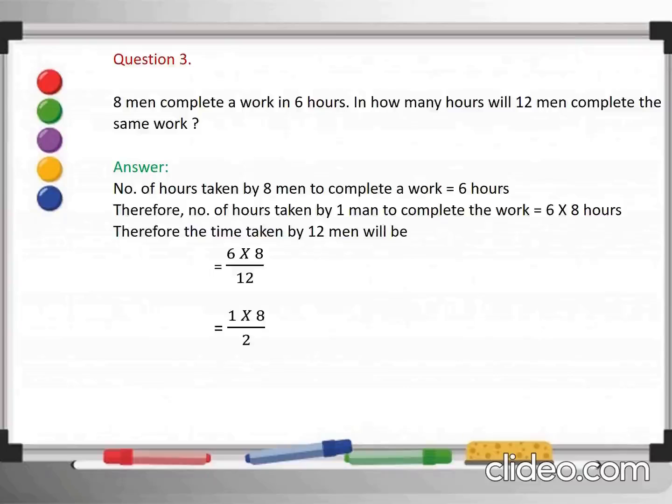Further we can divide it. 2 fours are 8, 2 ones are 2. So we'll get 1 into 4, that is 4 hours. Therefore, the time taken by 12 men will be 4 hours.